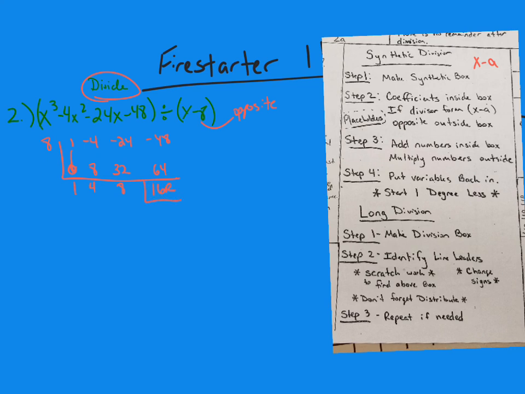Remember, that's your remainder. Now, once we get our remainder, we have to put our variables back in. It's always 1 degree less. So because we started with x cubed here, right? When I come down to put my answers back in, I'm going to start with x squared. So it's 1x squared plus 4x plus 8. And that's my remainder. Remember, your remainder goes over your divisor.